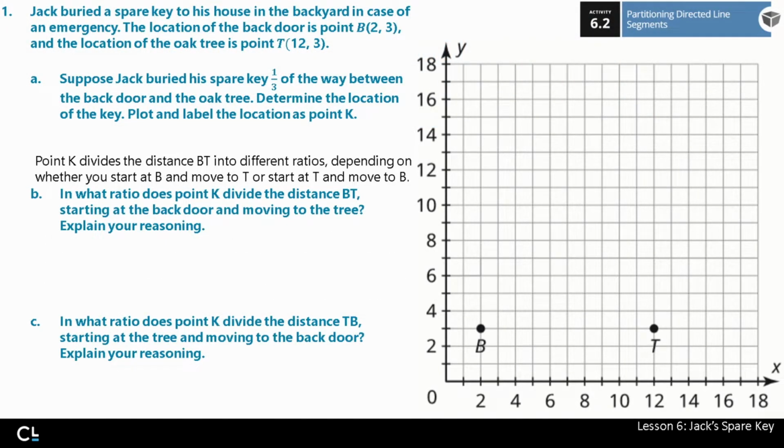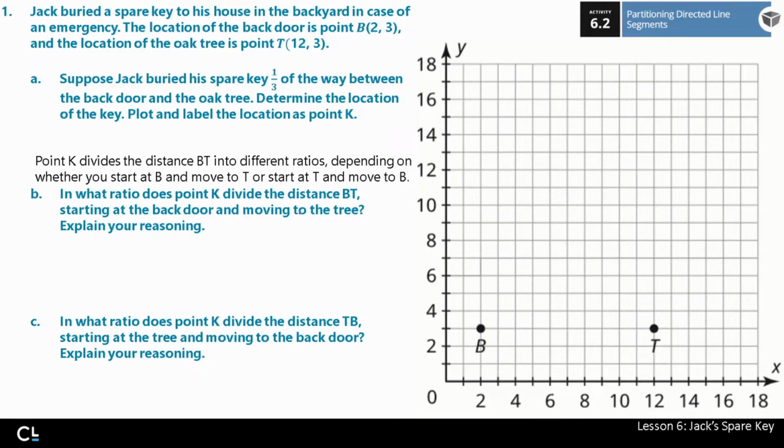So let's start out with our first problem. It says Jack buried a spare key to his house in the backyard in case of emergency. Location of the back door is at point B, 2, 3, which we already see on our coordinate plane. And the location of the oak tree is point T, 12, 3, which also is on our coordinate plane. Part A says, suppose Jack buried his spare key 1/3 of the way between the back door and the oak tree. Determine the location of the key. Plot and label the location as point K.